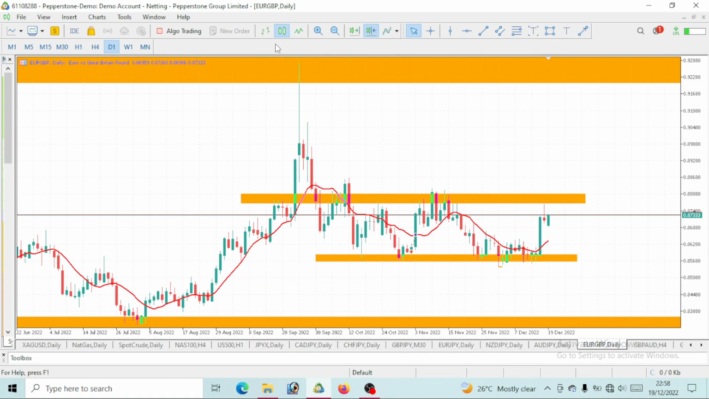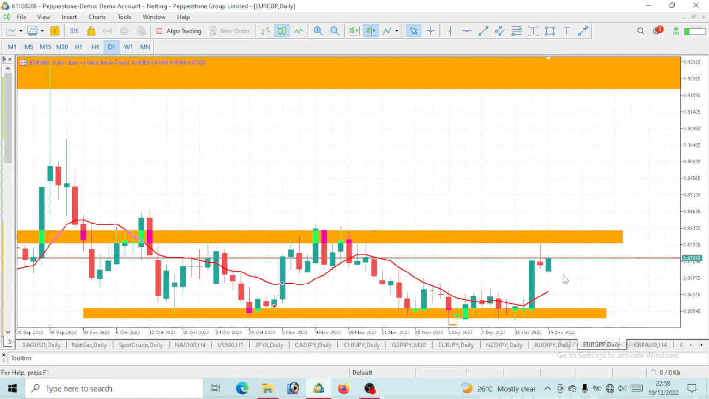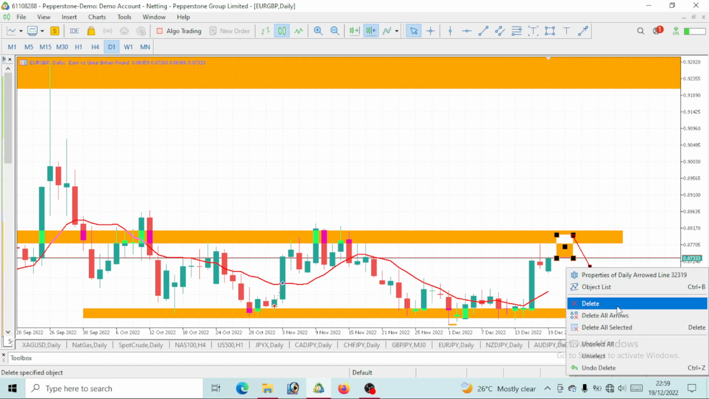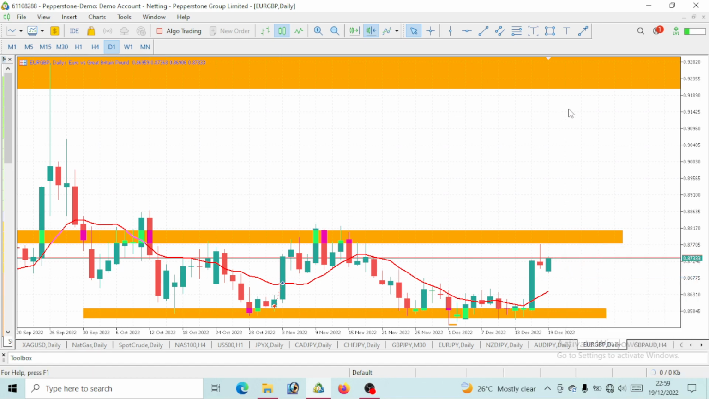We can clearly see that we actually opened and closed bullish on EURGBP. So the next day also, we should expect this price to open and close bullish. Then maybe on Wednesday, we can expect a drop on this EURGBP. So on this EURGBP, we are still on a bullish move.